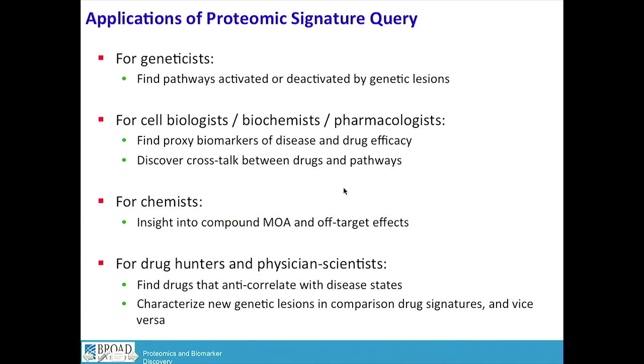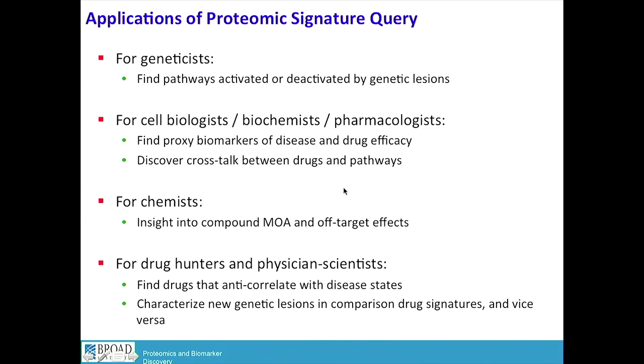If you're a geneticist and you could look up through profiles connections between drugs and genes, you could find pathways that were activated or deactivated by certain genetic lesions, again, using our compendium or library of signatures that we hope to build. If you're a cell biologist or a biochemist, you could hope to find within our assays proxy biomarkers of either drug efficacy or proxy biomarkers of disease or processes disrupted in disease. You could discover crosstalk between drugs and how they might impinge on certain cellular signaling pathways.